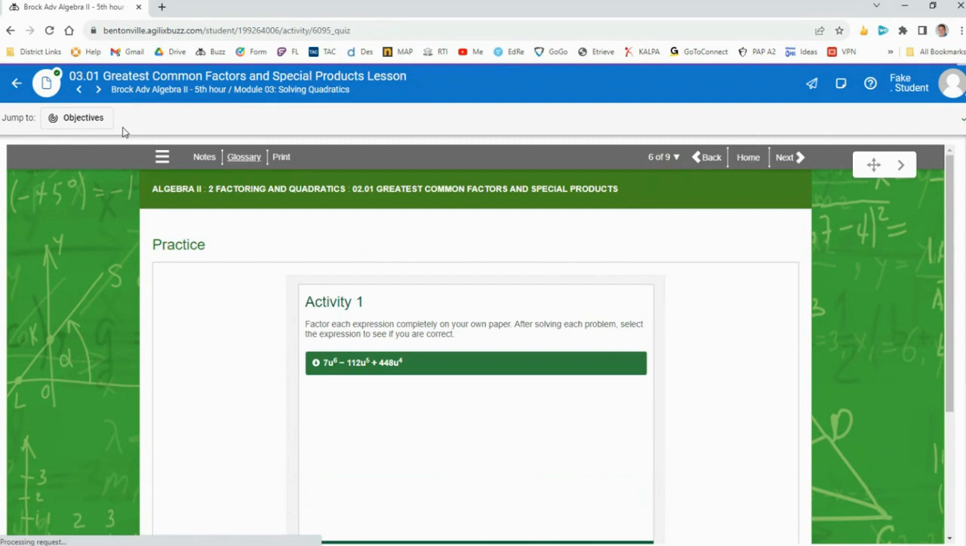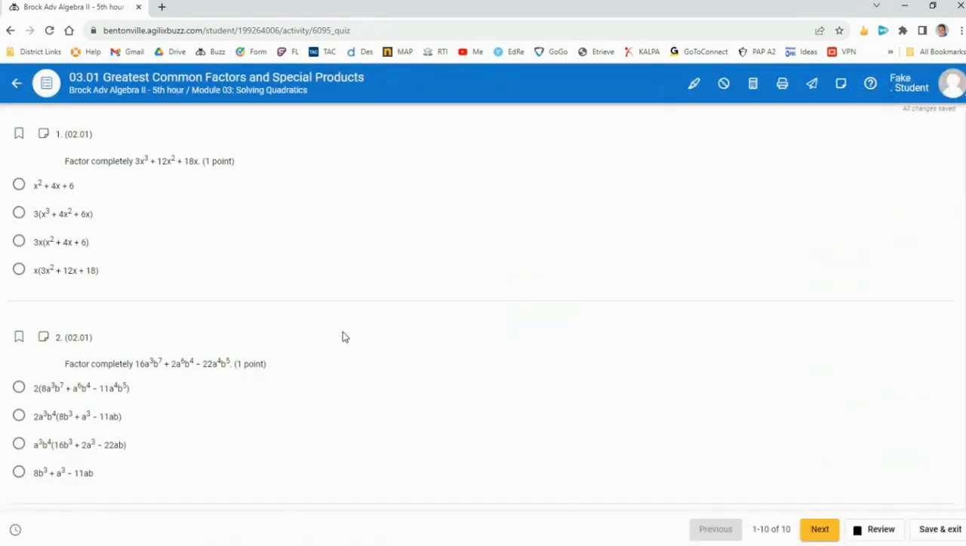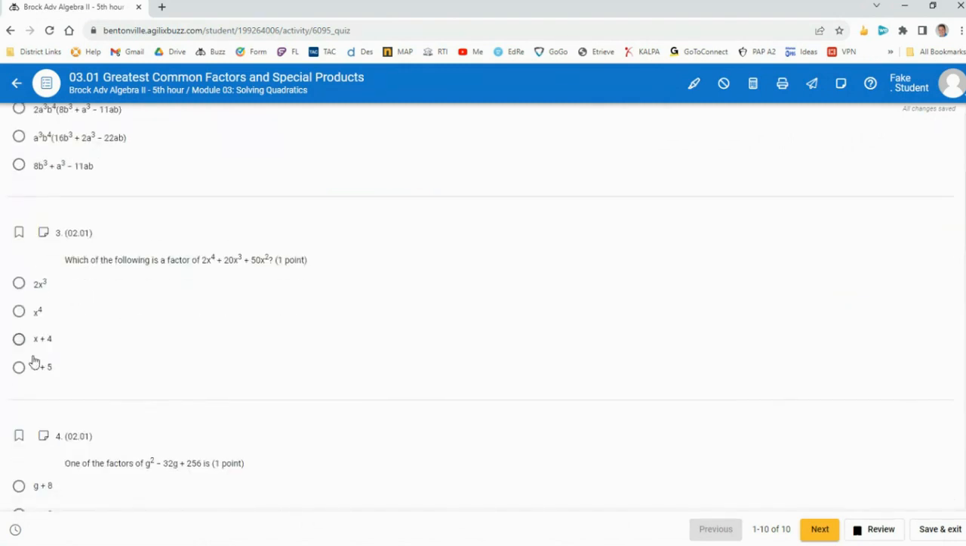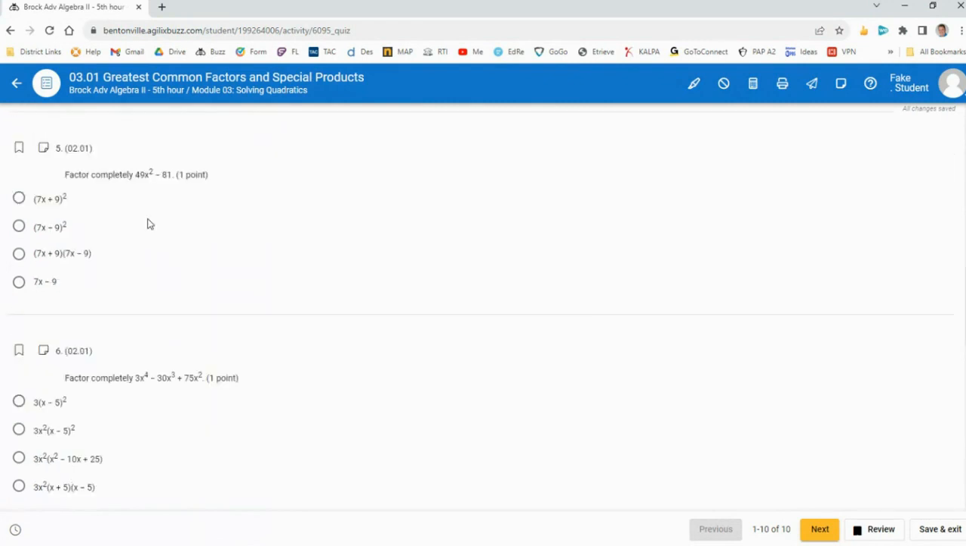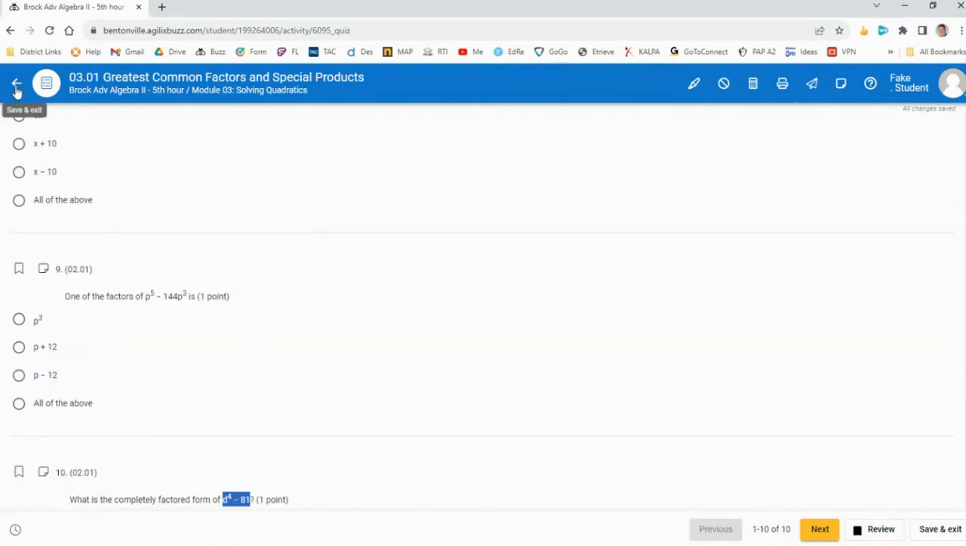All right, let's move on. Let's look at the assignment with this lesson. Factor that. Which of the following is a factor? Which one of these is a factor of that? One of the factors of this is, which one of those? Factor completely. We've got 10 multiple choice questions. What's the completely factored form of that? All right, let's see if it'll let me look at the next lesson.